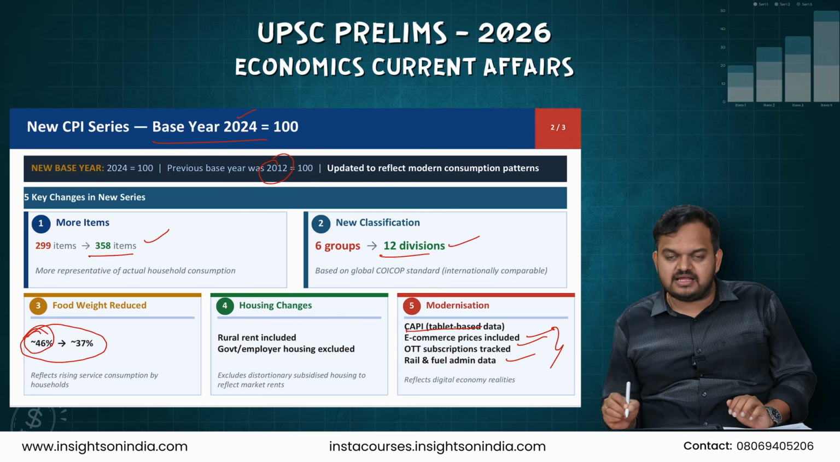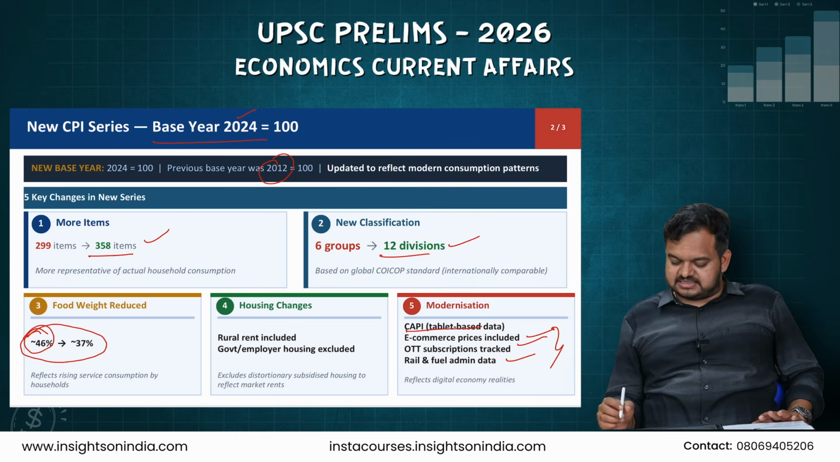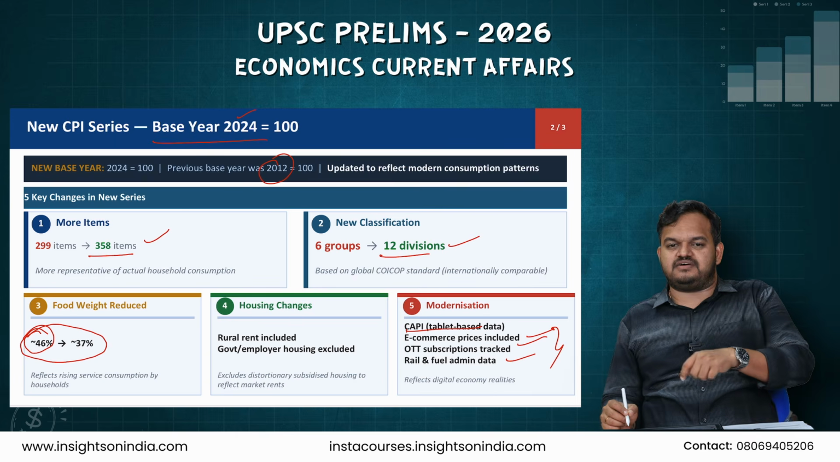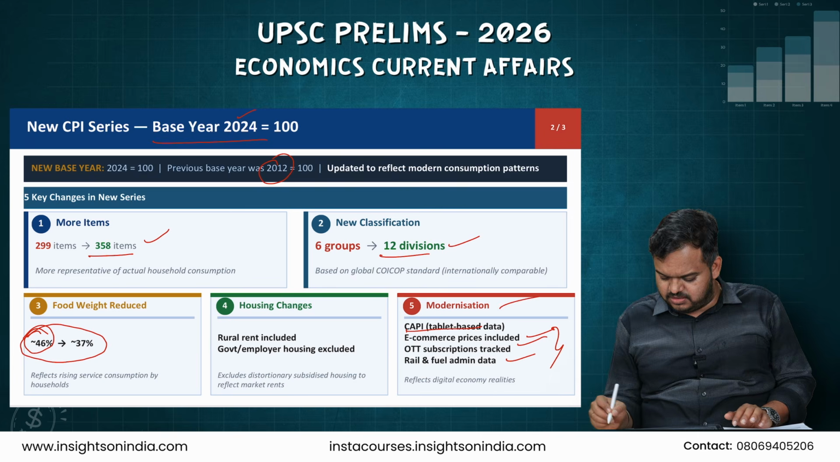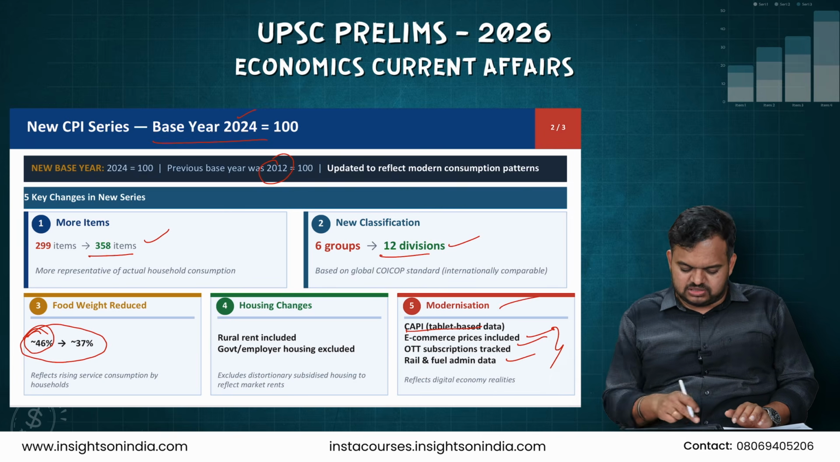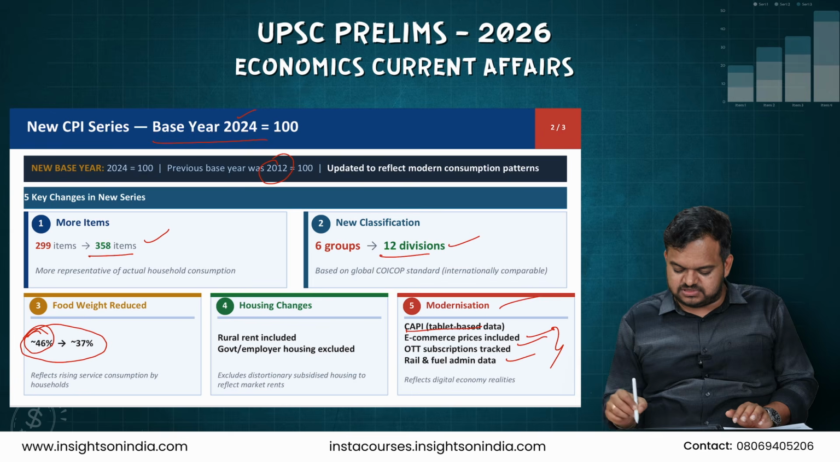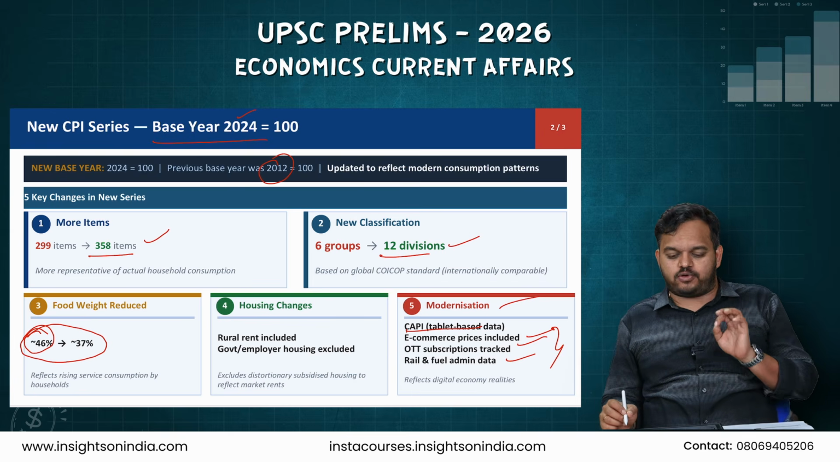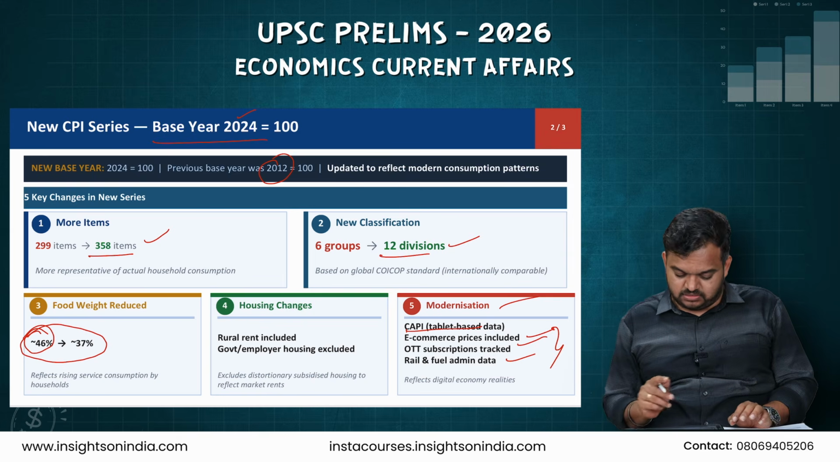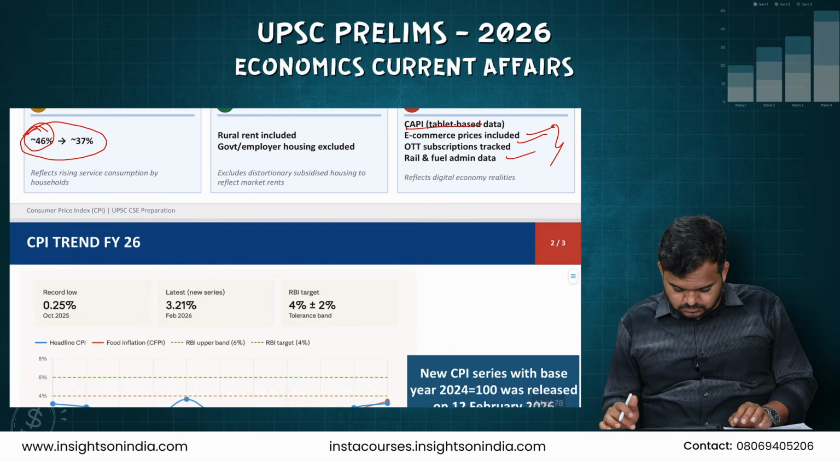And CAPI, it is basis of computer assisted personal interviewing. This is the means of collecting the data. So I don't think it's going to be important for your prelims examination. So these three things: increase the number of items, new classification, reducing the weightage of the food products, that can be very crucial for the prelims.